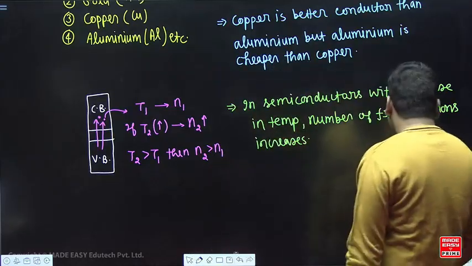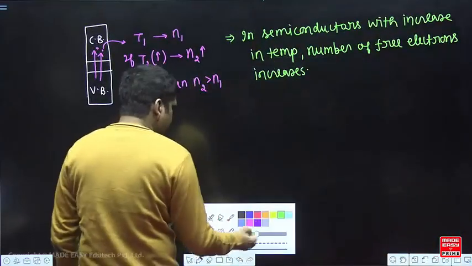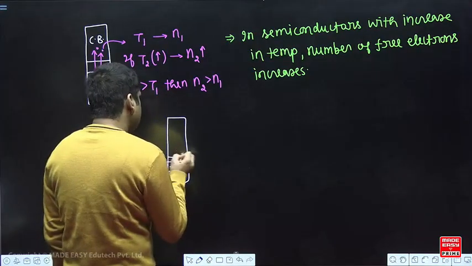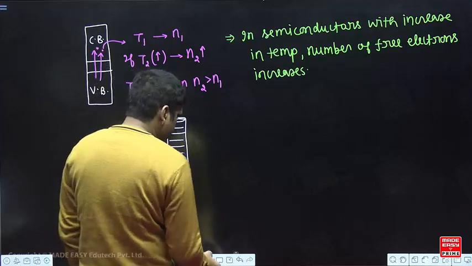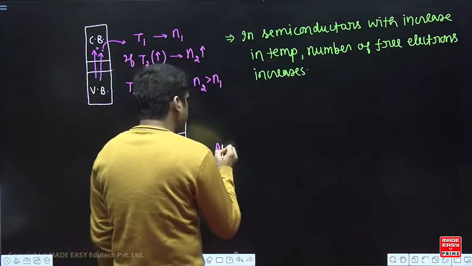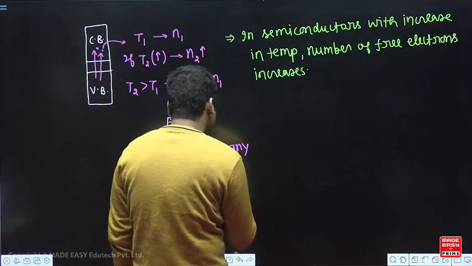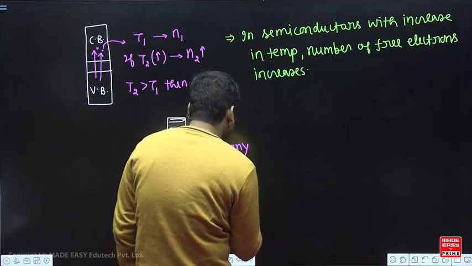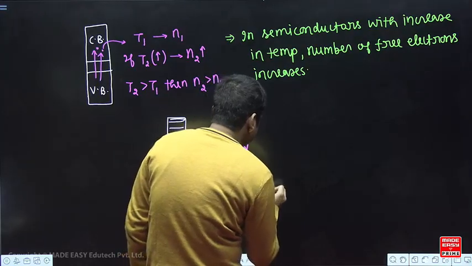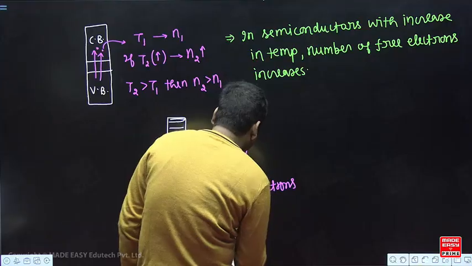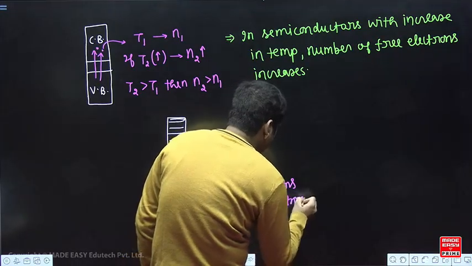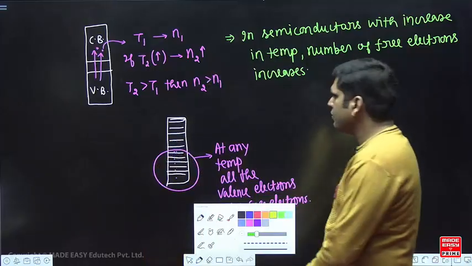But let us suppose this is a metal. In a metal, all the valence electrons are free. If it is a metal, then at any temperature, all the valence electrons are free electrons. In any temperature, all the valence electrons are free electrons.